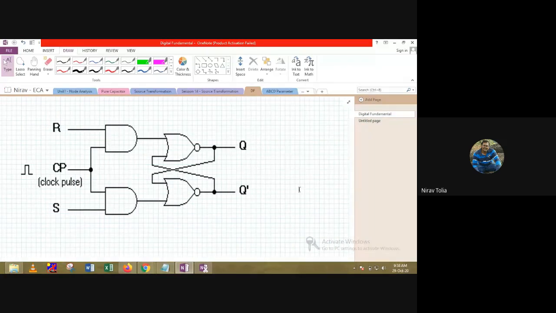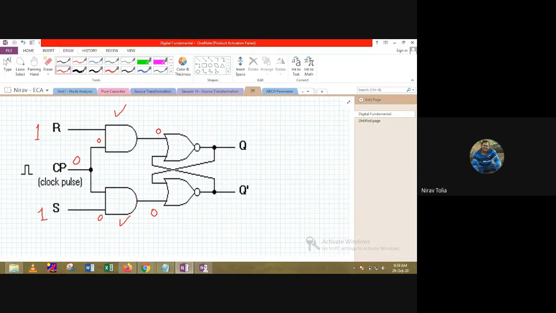For giving a clock pulse, we are using an AND gate here. Suppose your R and S are 1 1, but without applying the clock, suppose my clock is 0. Then my output is always 0. Whether your R and S are 0 0 or 1 1, if I am not giving the clock pulse, our flip flop will not work.